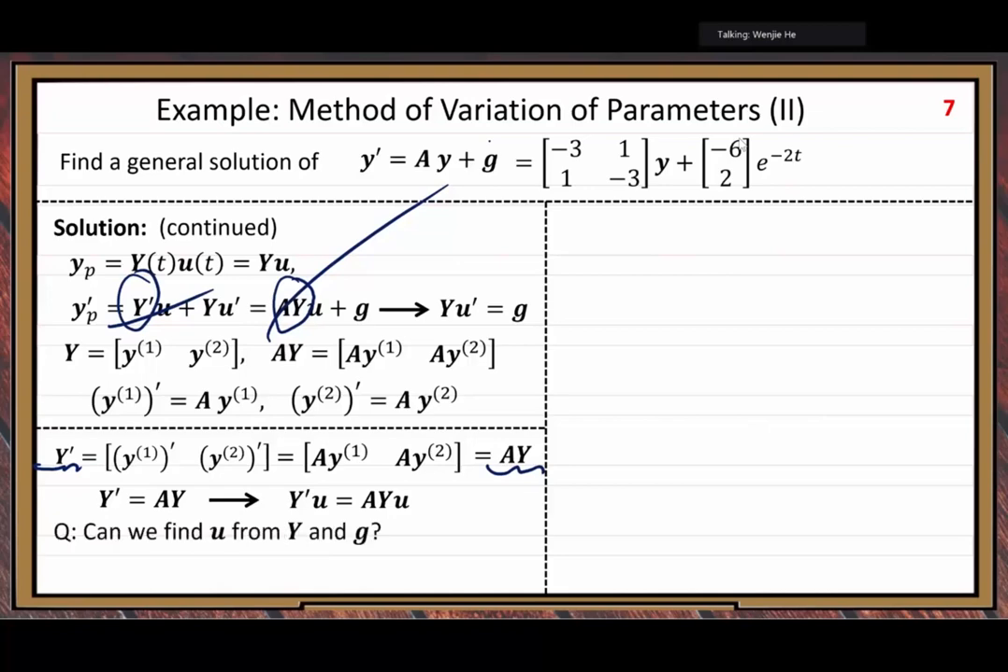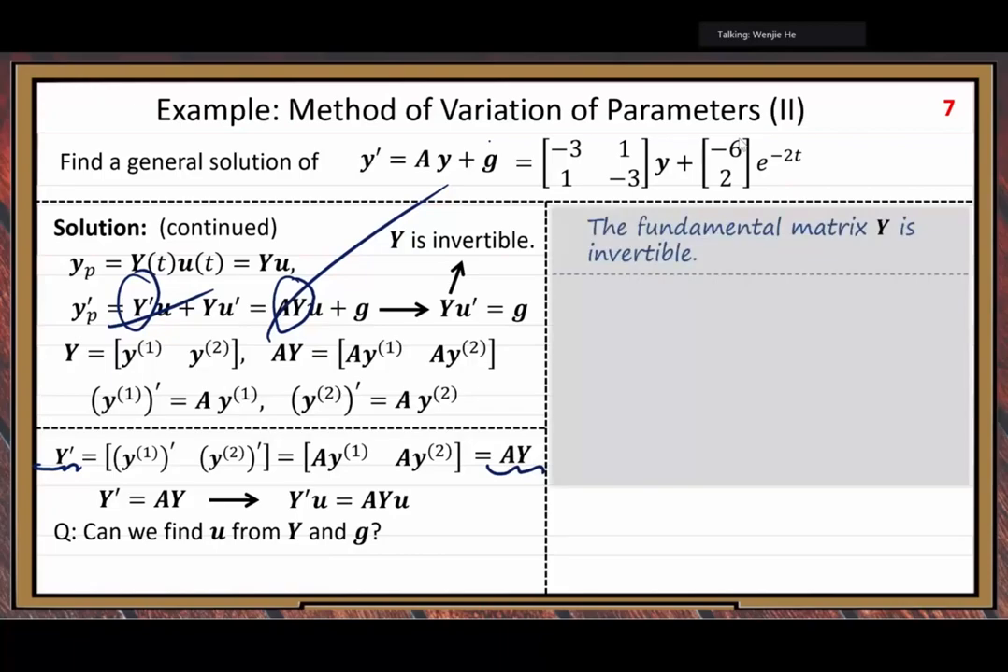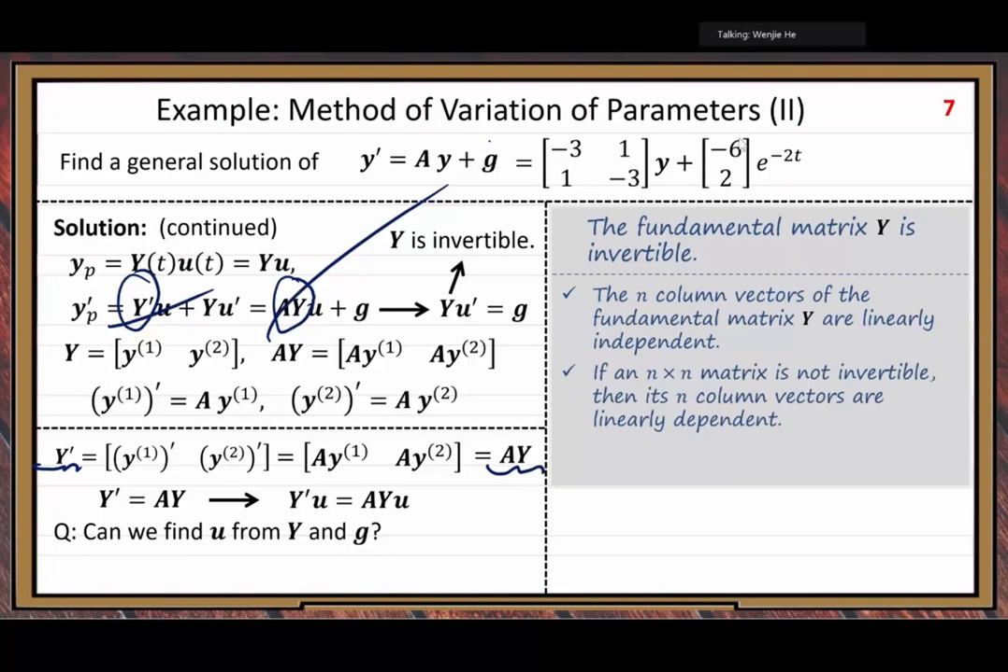Then we can find the U from this linear system of ODEs, because the Y matrix is invertible. If it is invertible, it's a 2 by 2 matrix invertible. Then we have the formula. So we can find its inverse. Actually, we have the formula of its inverse.